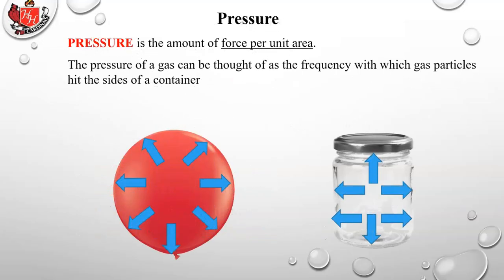Pressure is the amount of force per unit area. The pressure of a gas can be thought of as the frequency with which gas particles hit the side of a container. So that's the way we're going to think of it. How many times does it hit the side of a container? If it increases, then that means the pressure has increased.